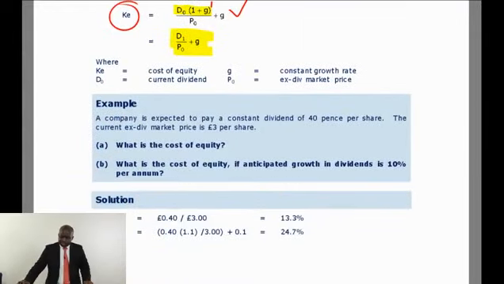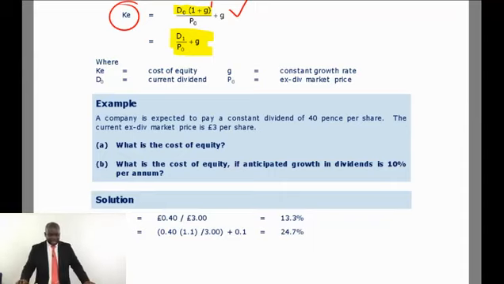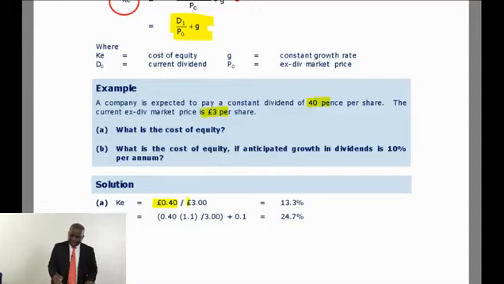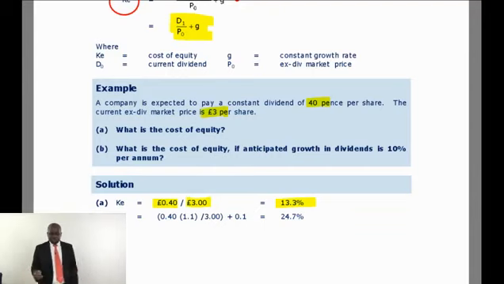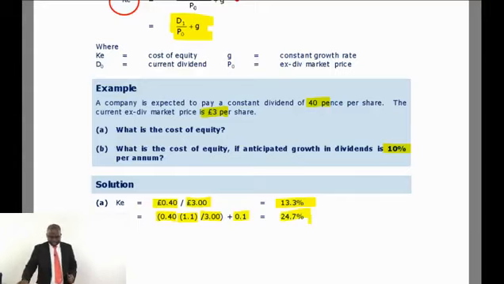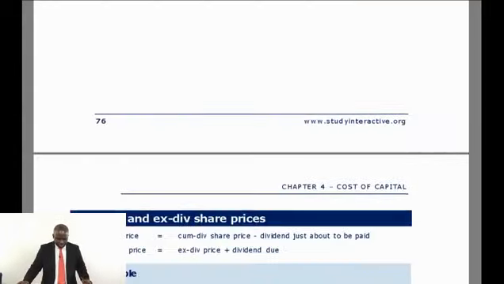Let's take this example. A company is expected to pay a constant dividend of 40 pence per share. The current ex-div market price is £3 per share. What is the cost of equity? This is very easy. My dividend is constant at 40p, and the market price is 3. If it were growing by 10%, my 40p would grow by 1.1, divided by the market price ex-div of 3, plus the growth. That gives you 24.7%. So this should be basic.